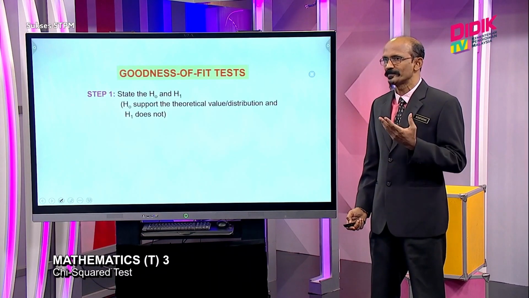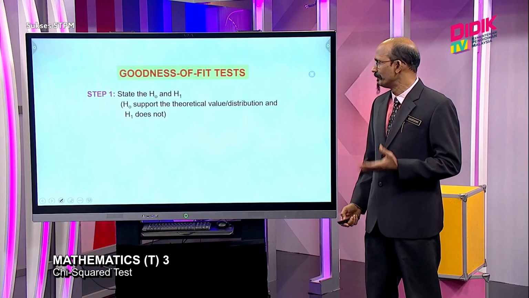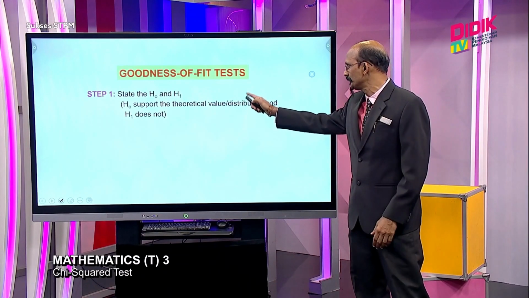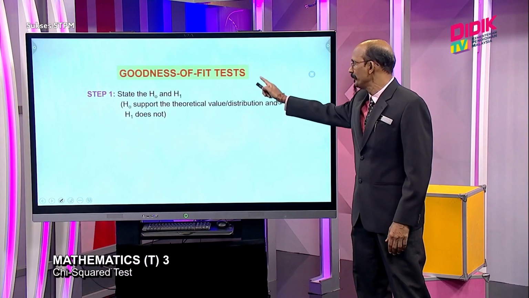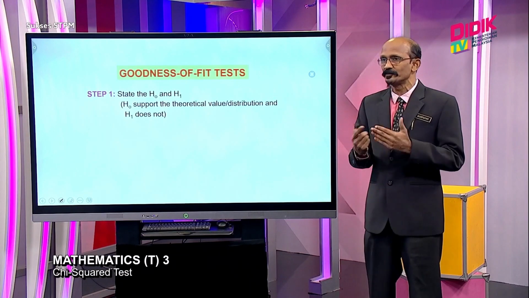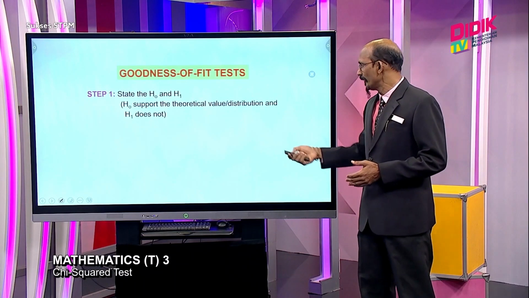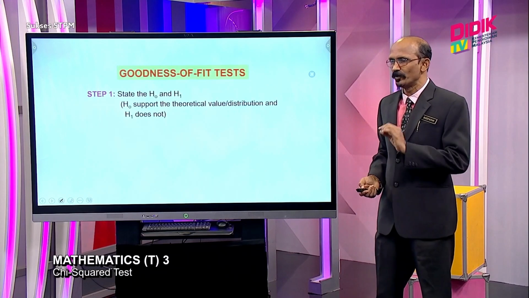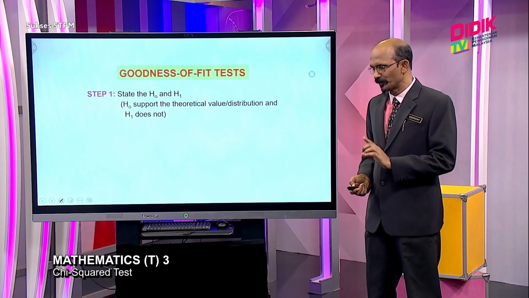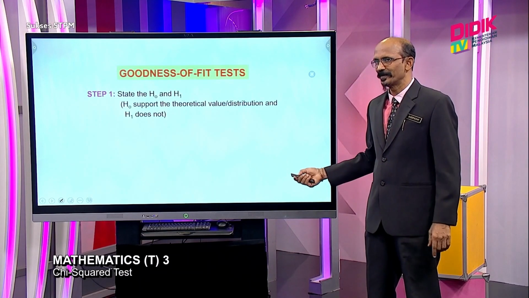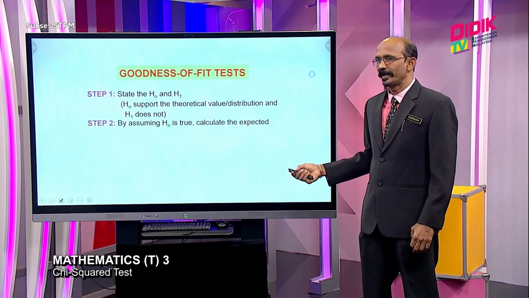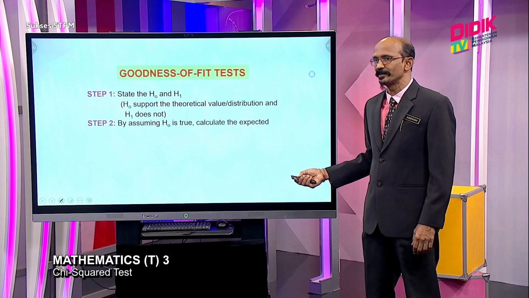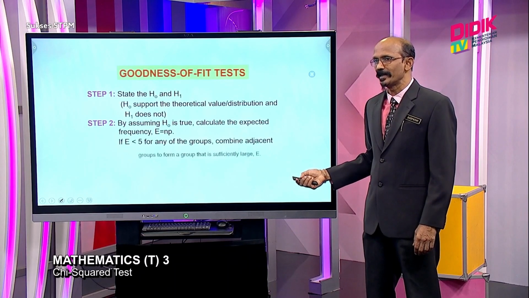So step 1, we state the H0 and H1, but here H0 refers to the theoretical value or distribution. That means the goodness of fit test is to test your distribution. H1 does not. That's all, very easy. Here we don't have any symbols, that's only words we use. And then step 2, by assuming H0 true, we calculate the expected frequency by using the formula np.